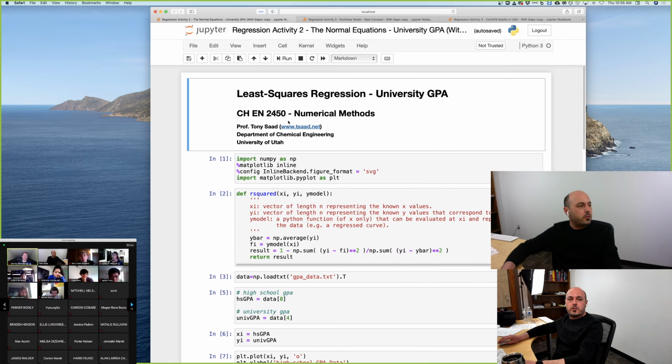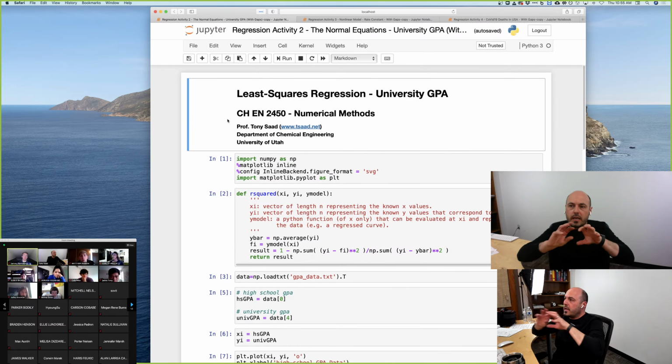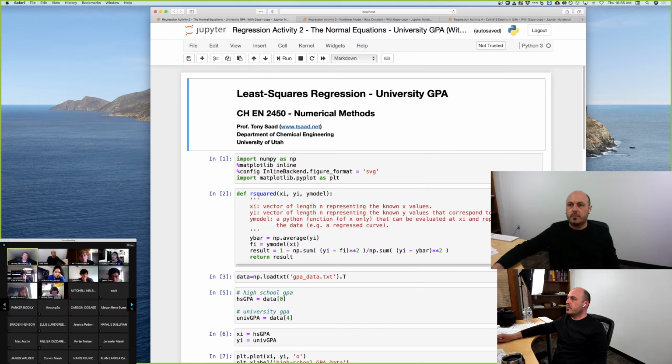Excellent. All right, so go ahead and download this file, and along with it, download gpa-data.txt, and put them in the same directory next to each other. I'll give you another second. Anyone still working on this?